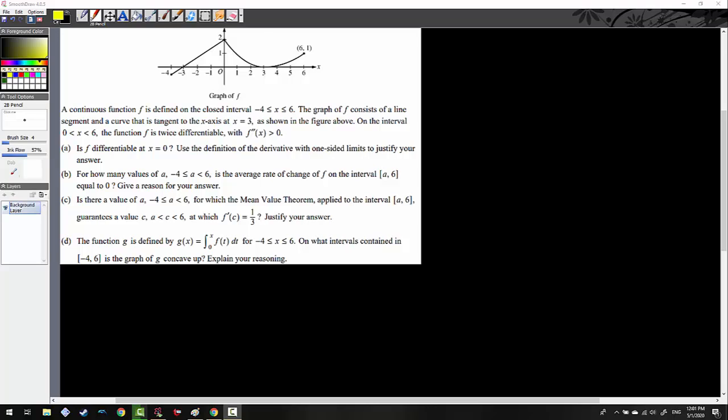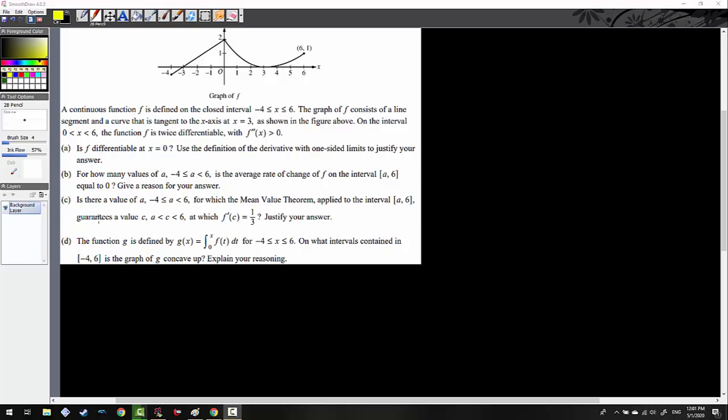This question also had a cameo appearance on the Calculus AB exam of the same year, and it reads: a continuous function f is defined on a closed interval from -4 to 6. The graph consists of a line segment and a curve that is tangent to the x-axis at x equals 3, as shown in the figure above. On the interval 0 to 6, the function f is twice differentiable, with f double prime of x being greater than 0, meaning we're concave up.